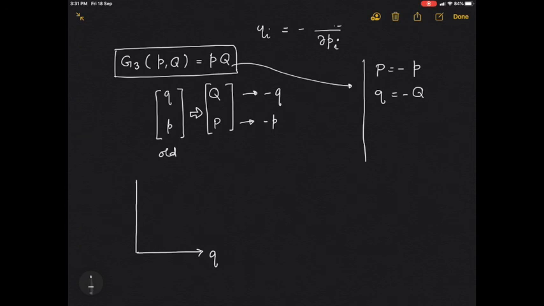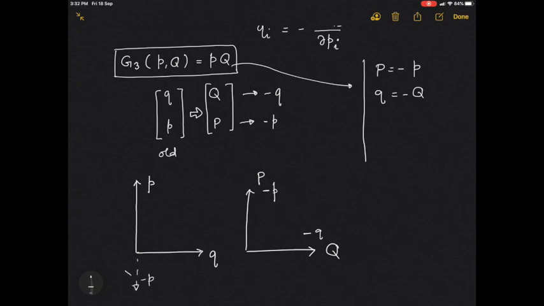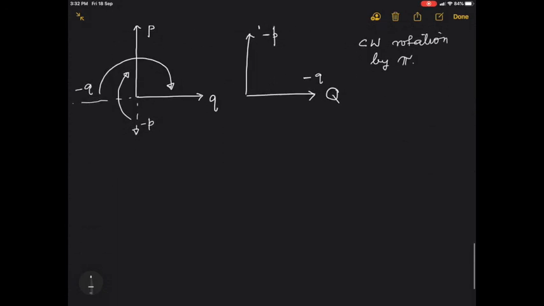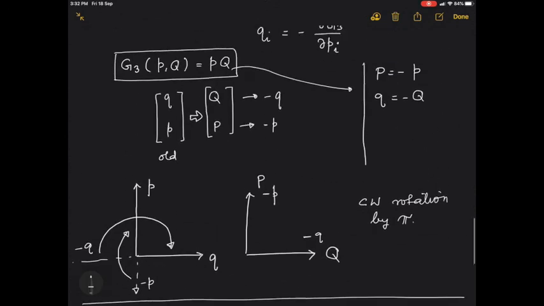And if you do the fun of looking at it geometrically, you see that this is my q and p originally, and later this becomes capital Q and capital P. But capital Q is minus q and capital P is minus p. So whatever was here, minus p, has come there, and whatever was here, minus q, has come there. So this is a clockwise rotation by 180 degrees or pi. Nice.